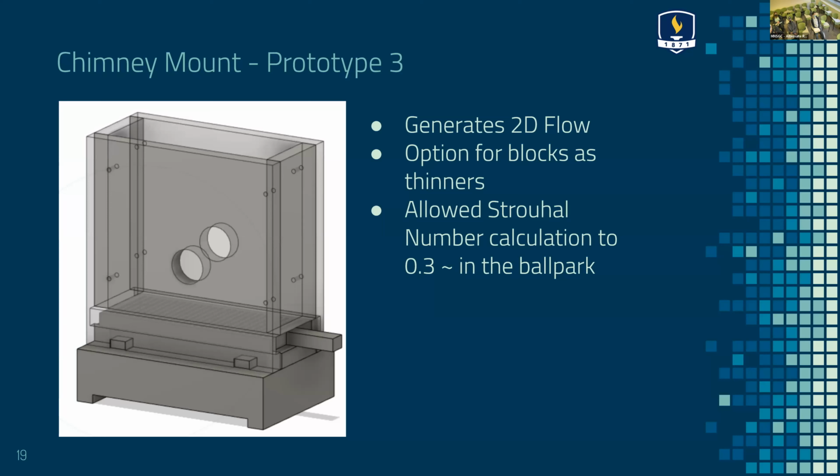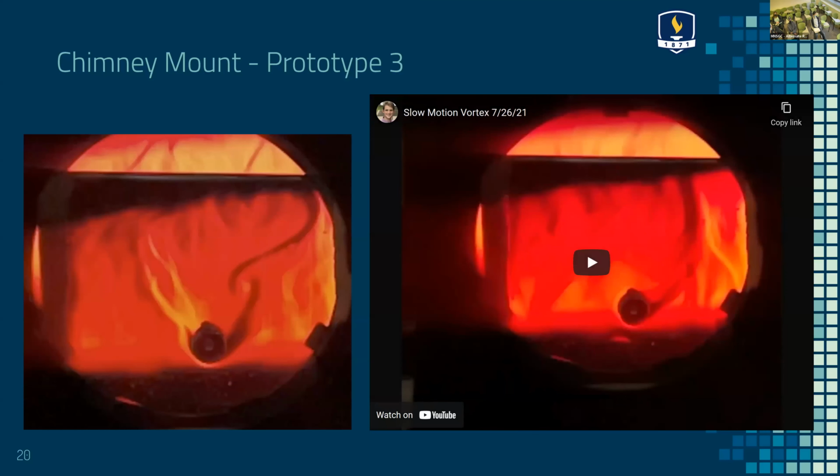It generated a 2-dimensional flow, and I had options to put in wood blocks to change the width of the system. And this gave us results that, using an iPhone's slow motion video and some basic software on my computer, I was able to calculate a Strouhal number down to 0.3. That's not exactly what we're looking for, but it's in the ballpark, and it means that we're on the right track with something here. So here's some pictures of what that looked like.